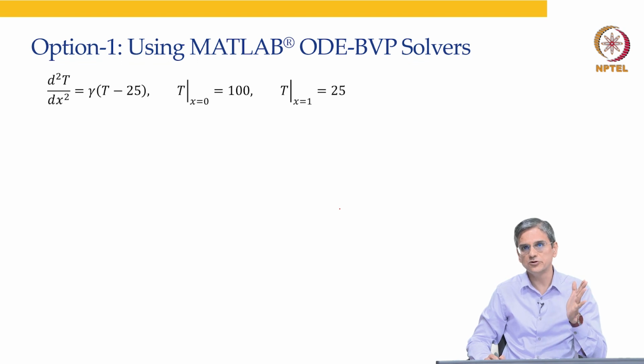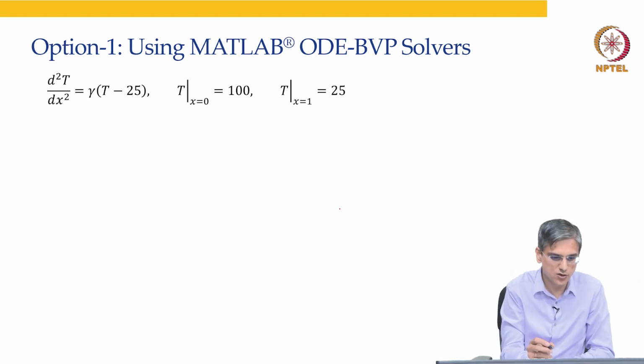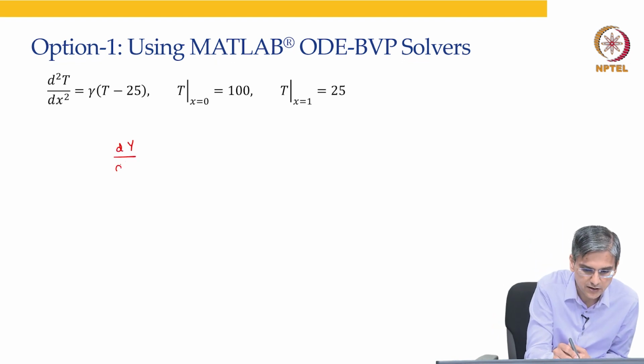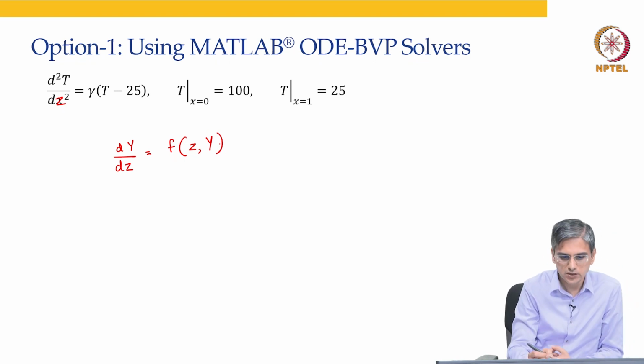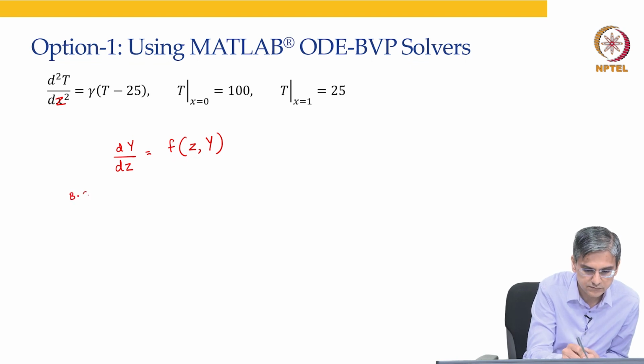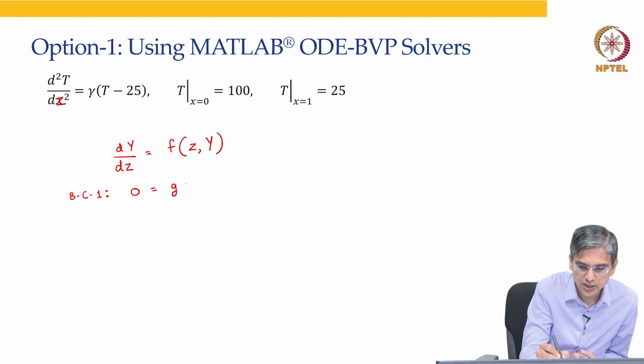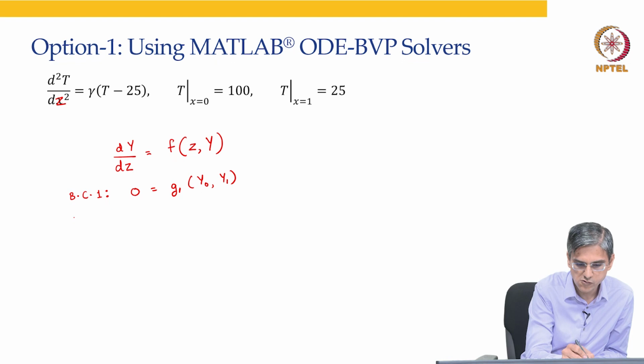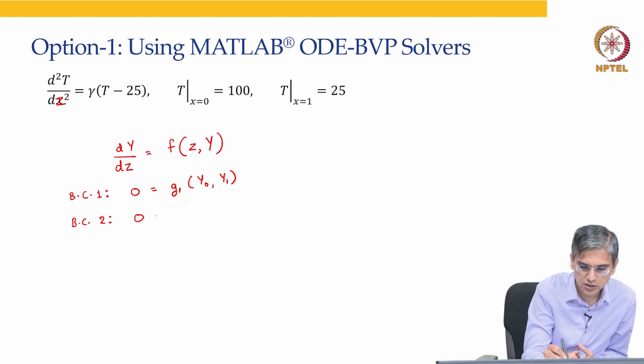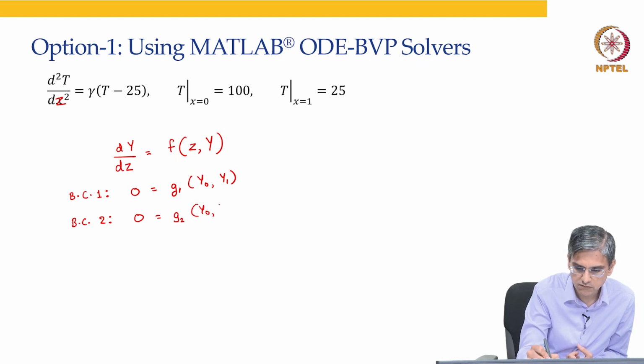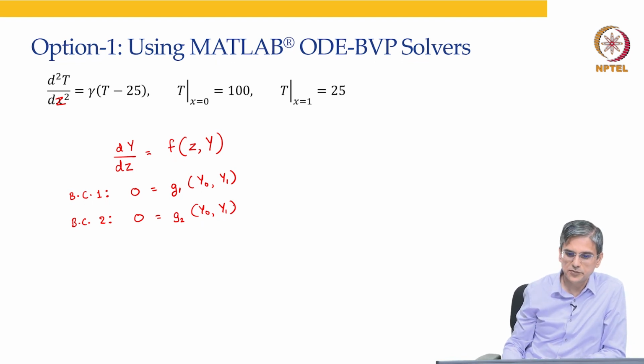The first part is the domain equations. It is laid out exactly the way we had done it in weeks 7 and 8. That means we have to express the overall domain equation in the form of dY by dz, which I will write as Y_z, equal to some function f of z comma Y. The next thing is boundary condition 1, which is 0 equal to some function g1 of Y0 comma Y1. BC2 is 0 equal to some function g2 of Y0 comma Y1.